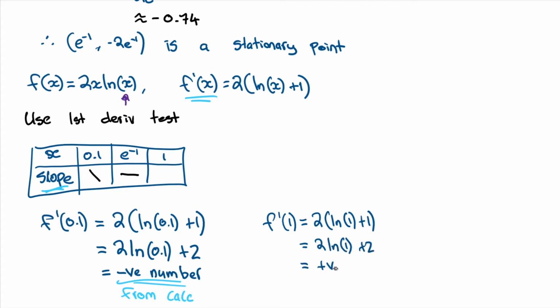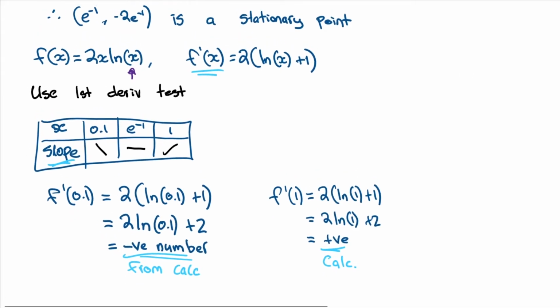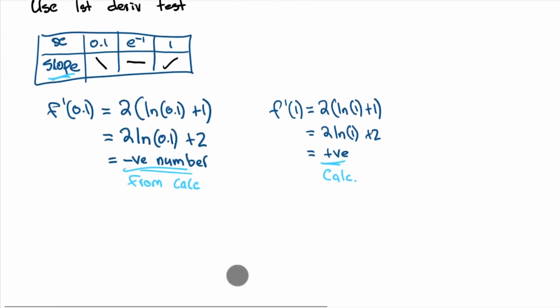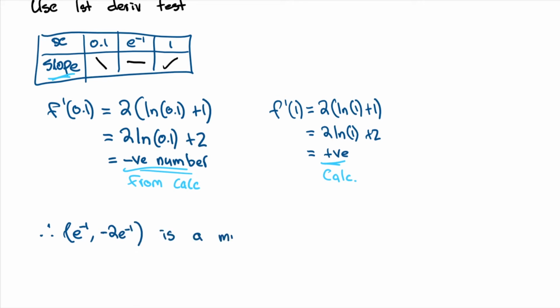And that there is going to give me a positive number. And I can do that again by evaluating this in a calculator. Therefore, I've got an upward slope. So I would then conclude and I would say, therefore, the point e to the power of negative 1 and the corresponding y value, which is negative 2e to the negative 1, is a minimum.